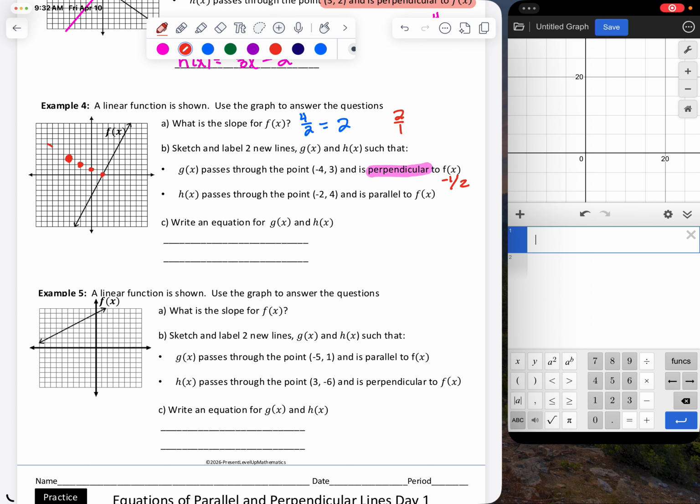Now that's really all I need, because I was just trying to figure out where this line touches the y-axis. All right, so when I write my equation, g of x is equal to -1 over 2x, and then it touched the y-axis at +1. All right, now let me change to pink for h of x.